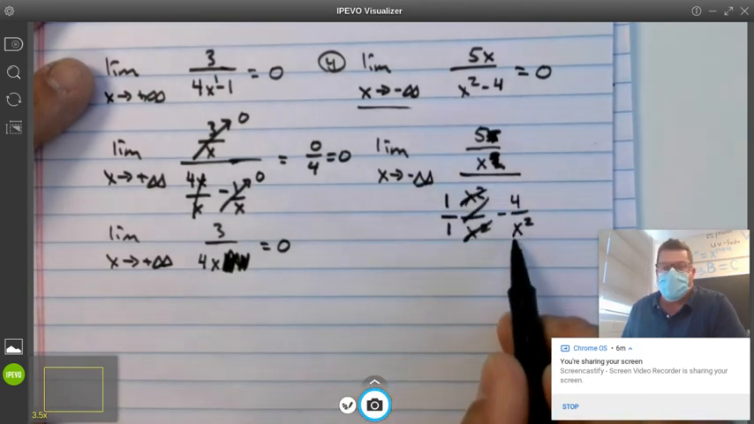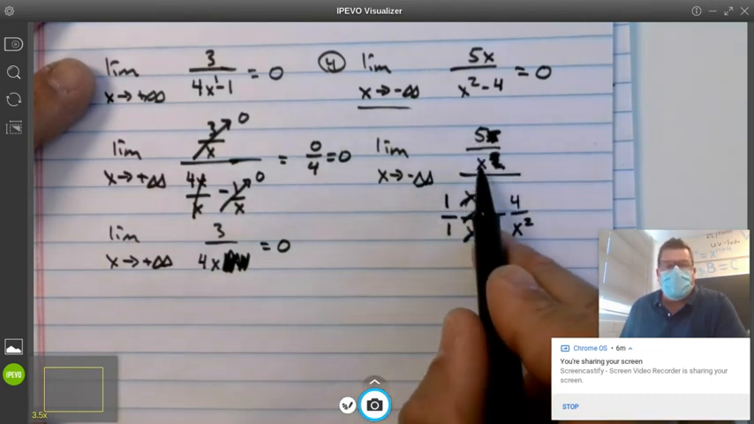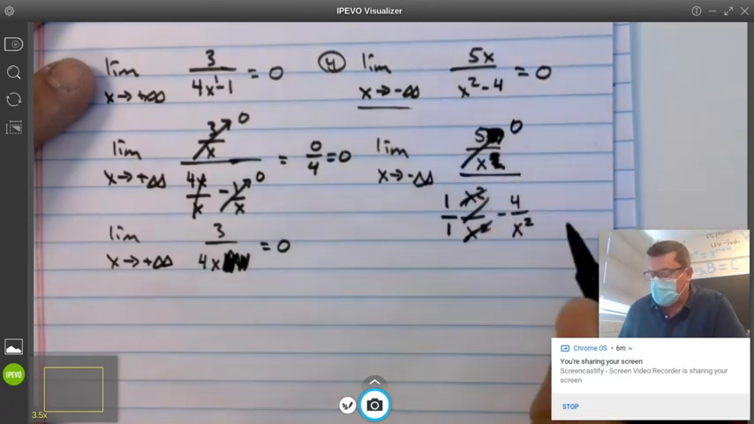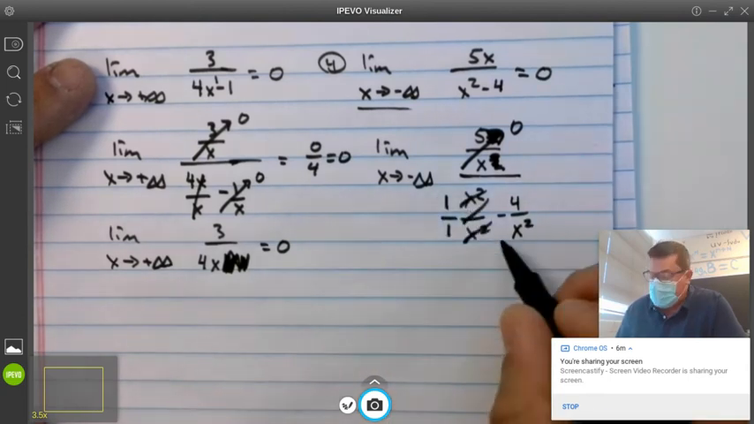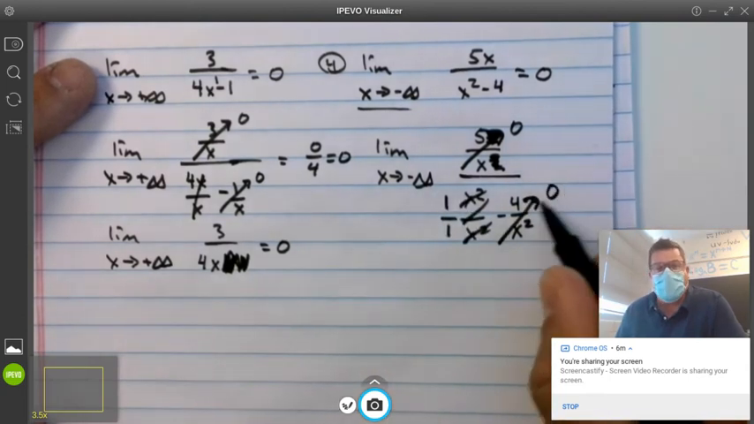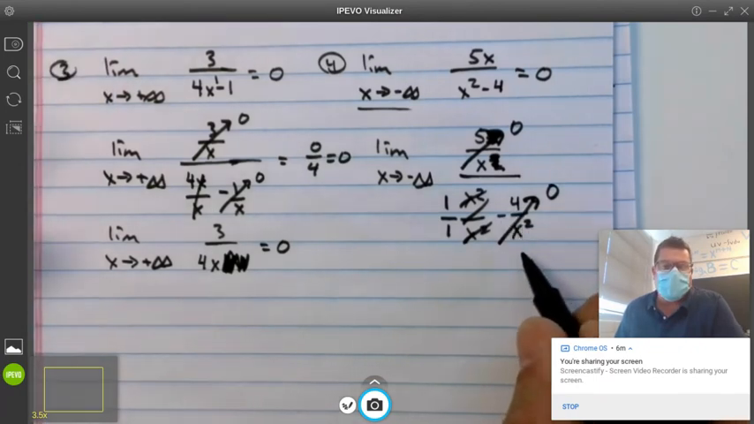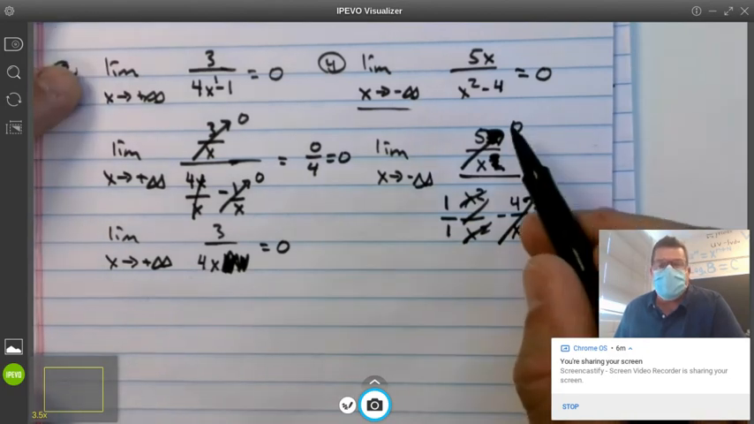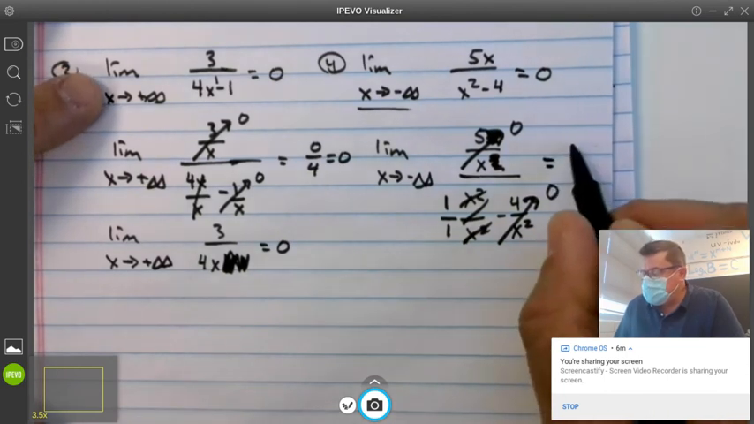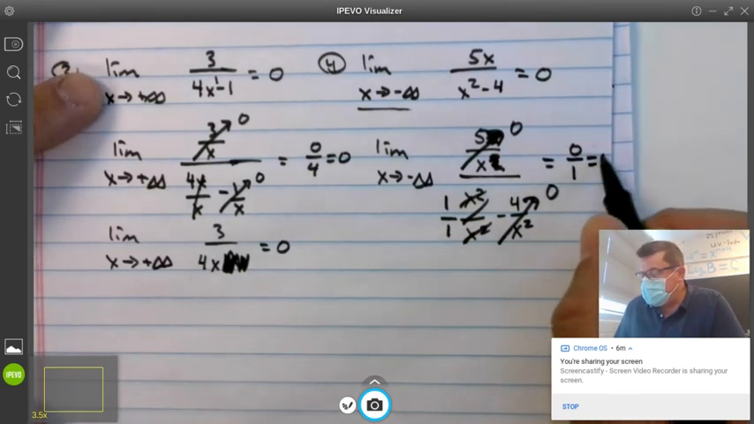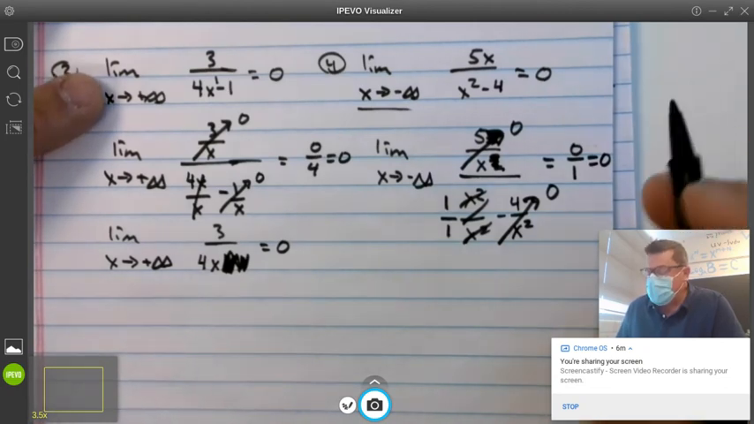And nothing cancels here. Now it's time to apply the limit. 5 divided by negative infinity, that part goes to 0. That part, no place to put the x. It goes to 1. And that part goes to 0. Negative 4 divided by infinity squared, that goes to 0 rapidly. So it is 0 divided by 1 minus 0. So 0 divided by 1 is 0. So far, so good? Now let's do the Smith method on this.